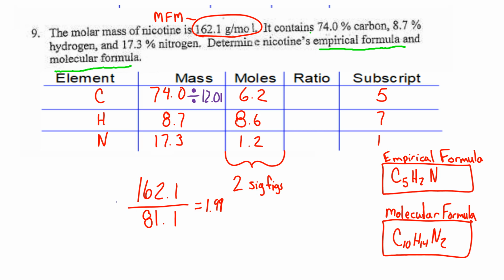All right. And then to get hydrogen, I divide by 1.01 because that's my molar mass of hydrogen. And nitrogen, I divide by 14.01. Now, I do that, I get my moles. 1.2 is my smallest amount. So essentially, I'm dividing everything by 1.2.